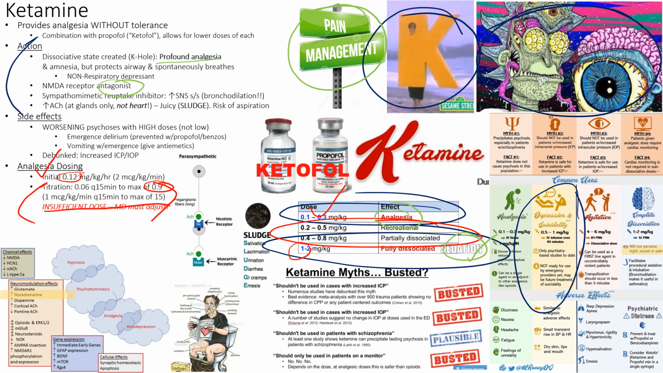It also stimulates the SNS a little bit, so that's going to cause bronchodilation. So it's great with asthmatics. It's great for patients that have bronchoconstriction because it's going to be beneficial to help open up those airways, right? So someone on the ventilator or with a COPD exacerbation, ketamine is perfect because it's going to, A, provide pain control, but also, B, it's going to bronchodilate, right?